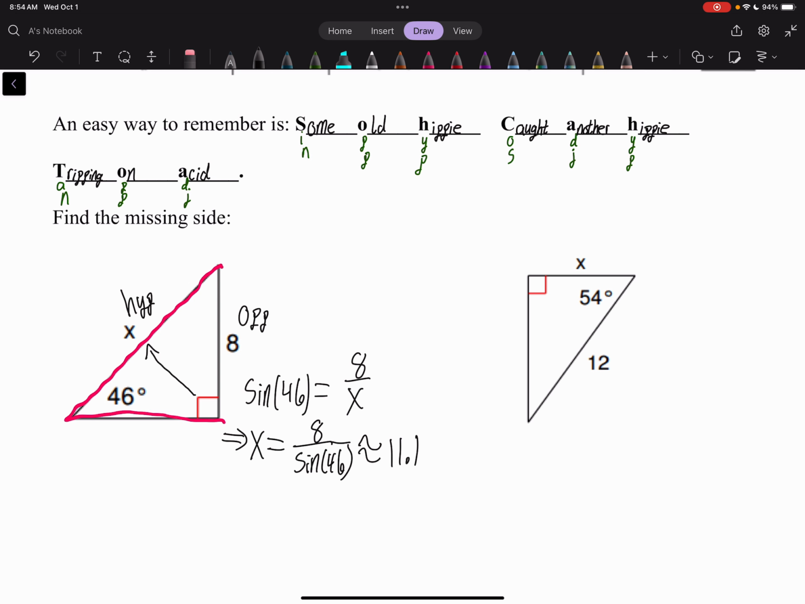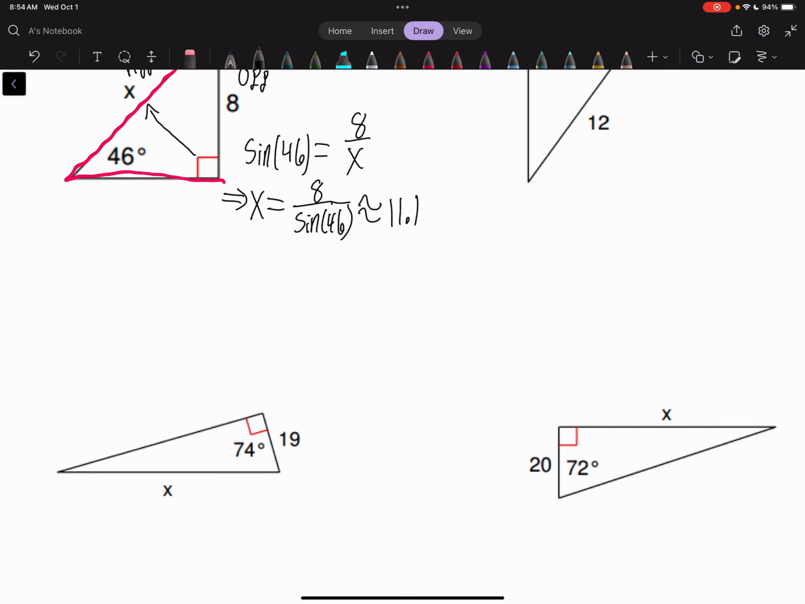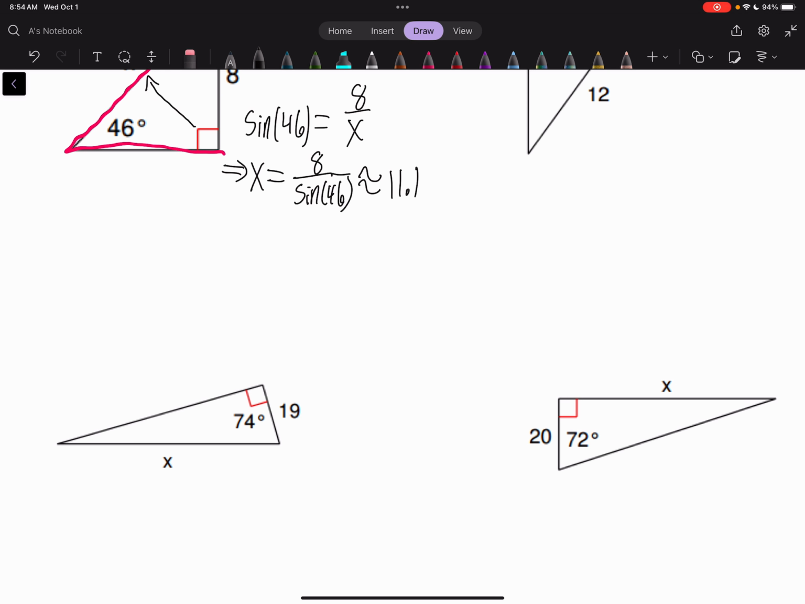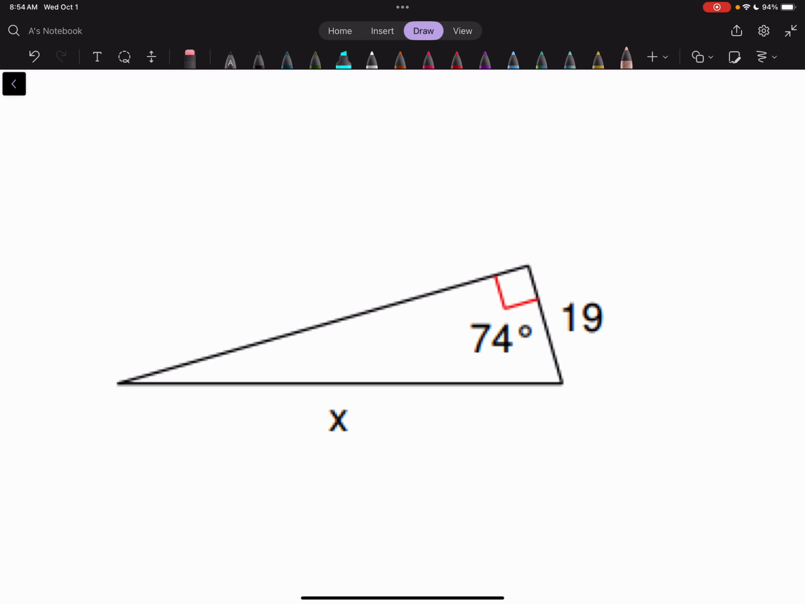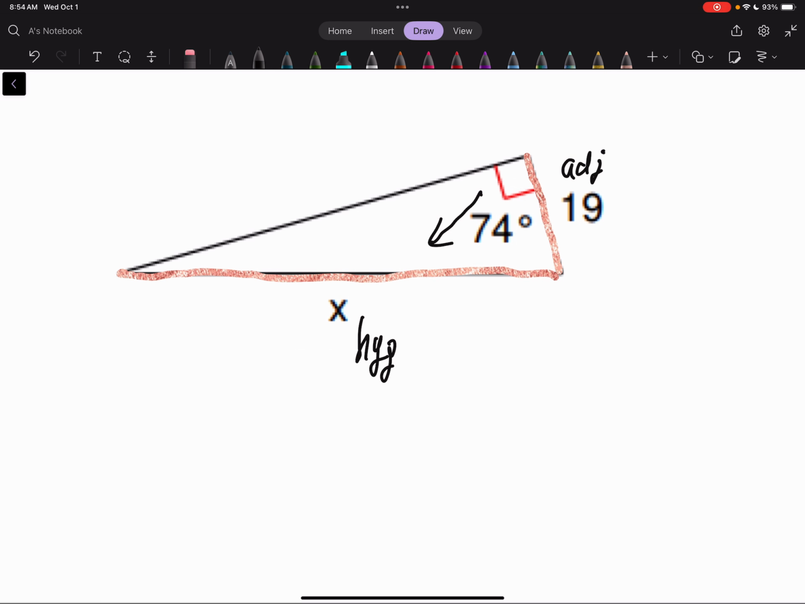I'm going to skip this top right one and let you do it for practice here in a minute. Let's go to the bottom two. For this triangle, I'm looking at that 74 degree, which is connecting these two lines. The 19 is adjacent. If I look across from the right angle, I have x, that is my hypotenuse. Some old hippie, that doesn't work, there's no opposite, caught another hippie, this one does work.